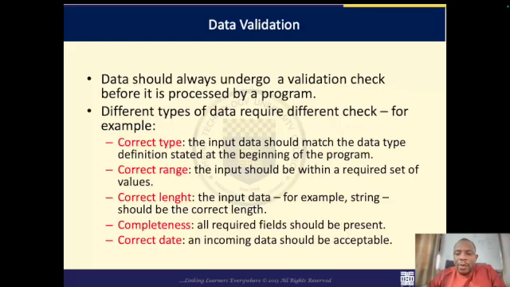Whenever you have data, your data should undergo certain checks to make sure that everything is okay with the data that you want to use within your program. What are some of the checks that your data needs to go through? You need to check if your data is of the correct type. Also, we need to check if your data falls within the correct range, right? You can even check the length of your data to see if it is of the correct length. And then you also need to check if your data has all the required fields that should be present. This is what we refer to as checking for the completeness of your data. You can also check for the correct date. And incoming data should be acceptable.